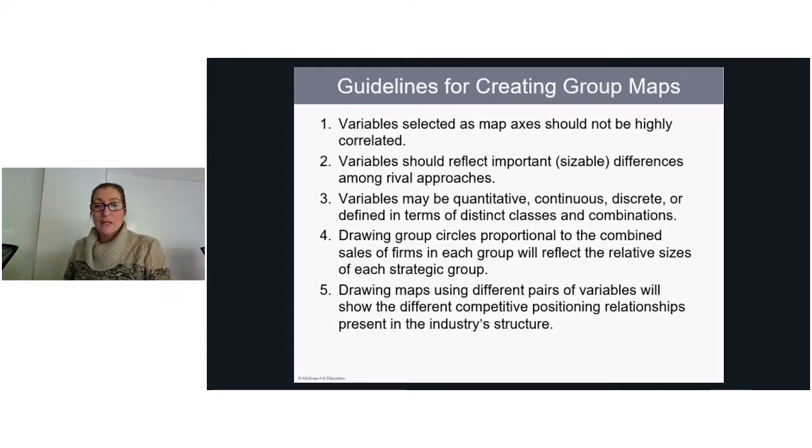Variables should reflect whatever the industry is competing on. What's the primary evaluative criteria for the industry? They may be quantitative, discrete, but they might be defined in terms of class or combinations. That's really up to you who is plotting on the strategic map, but you are also deciding which industry you're operating in and who your competitors are. So we plot where each competitor is positioned, and we're able to identify the industry structure.